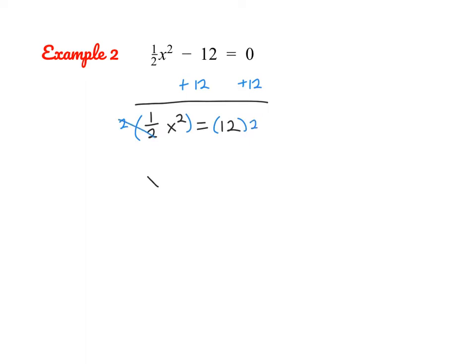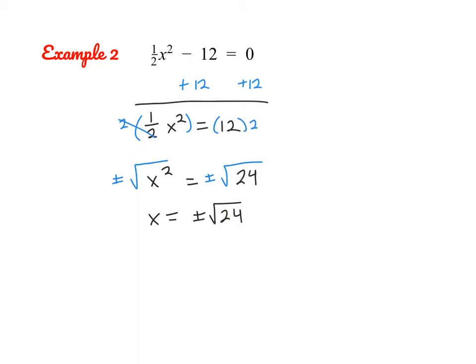So that leaves us with x squared equals 24. So now that x squared is completely isolated, we are ready to take the plus or minus square root of both sides. So this leaves us with x equals plus or minus square root of 24.